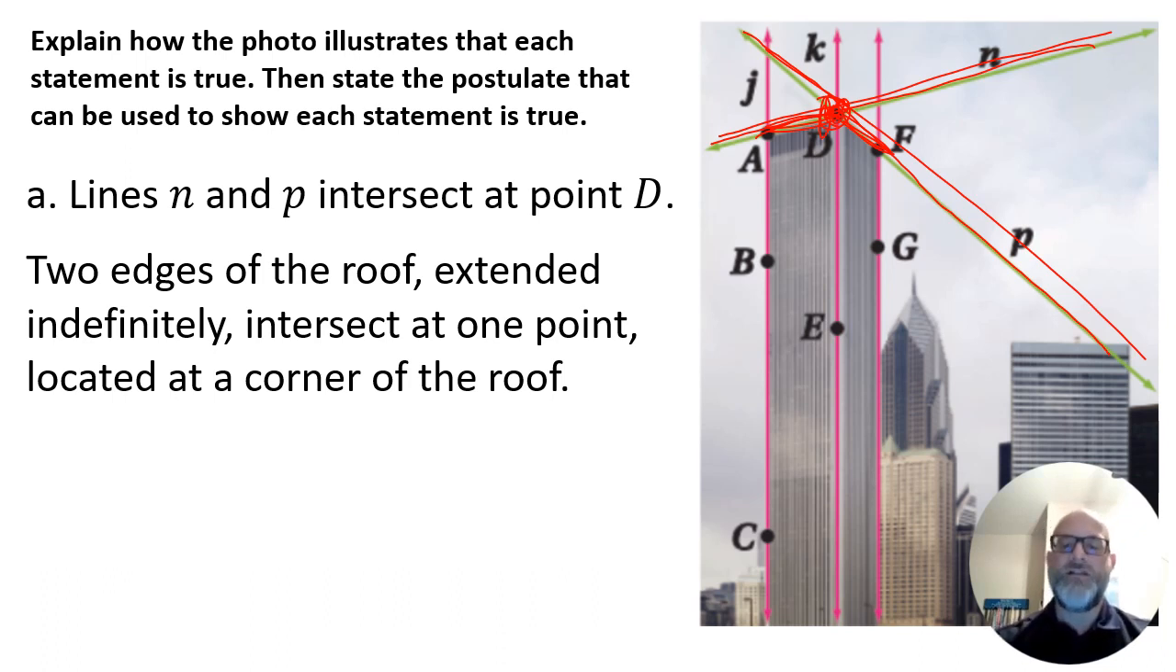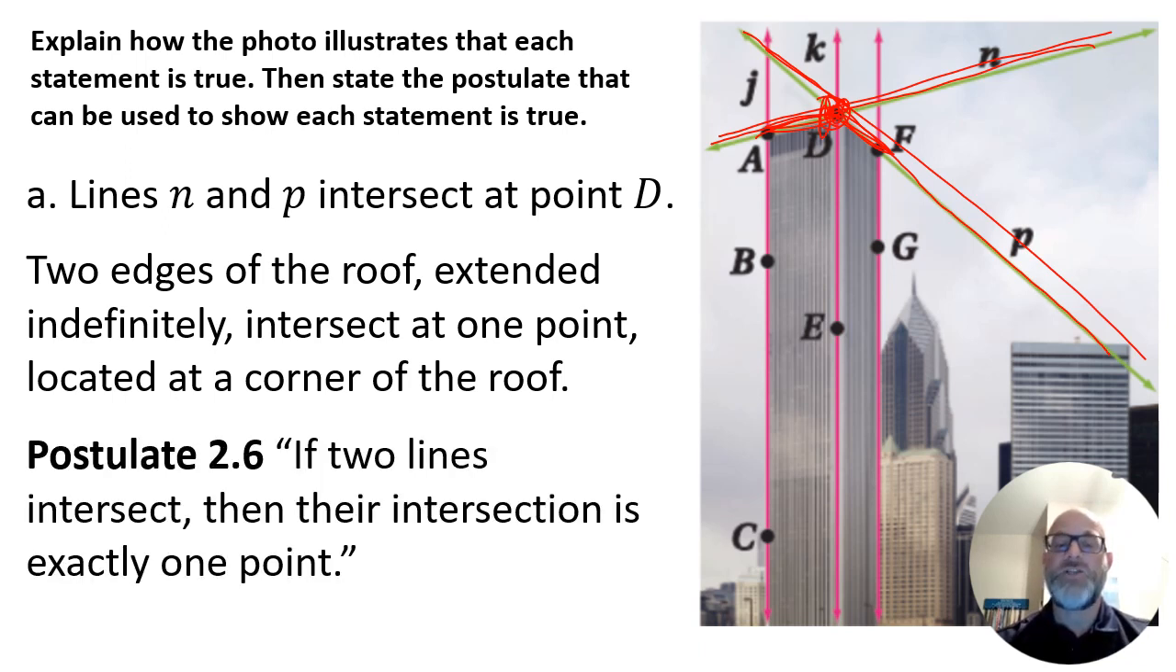Which postulate that we just looked at before? We looked at 7 of them. Which postulate makes this statement true? It's postulate 2.6. If two lines intersect, then their intersection is exactly 1 point. All right.